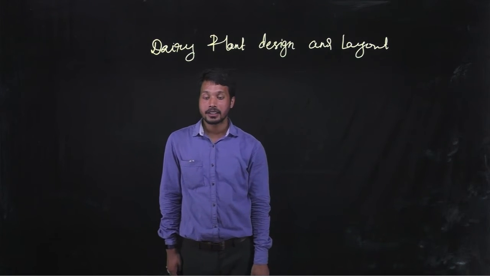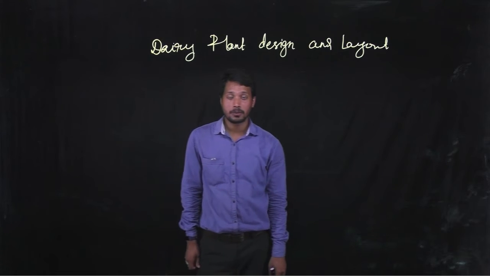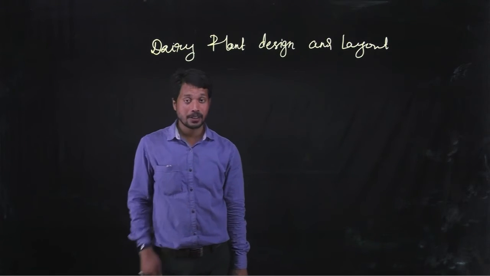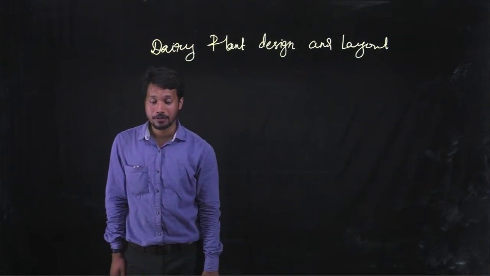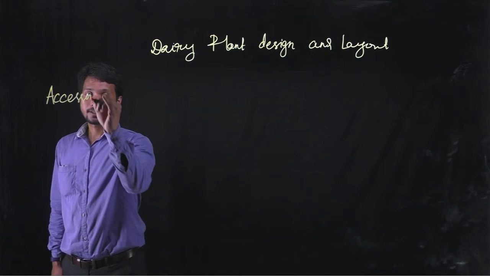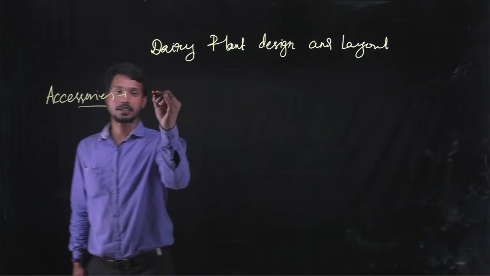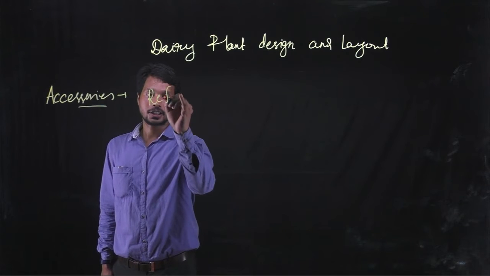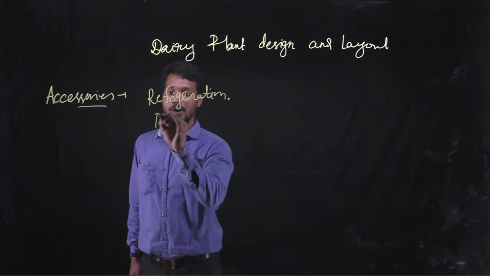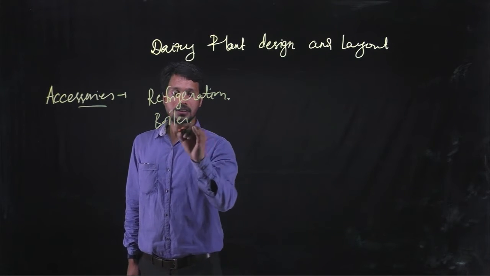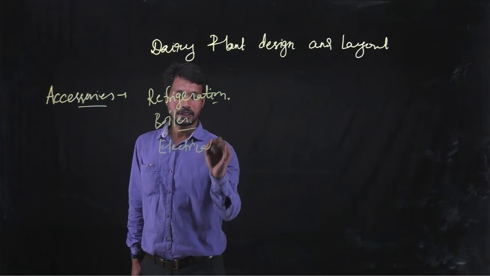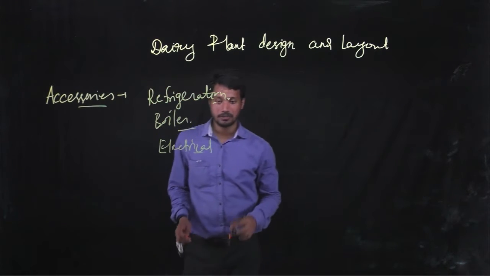So as I said, to operate a dairy plant or any food processing plant, we must have the raw materials, as well as some other accessories. These are nothing but the refrigeration unit and the boiler unit. So this all we will study today, just the basics.